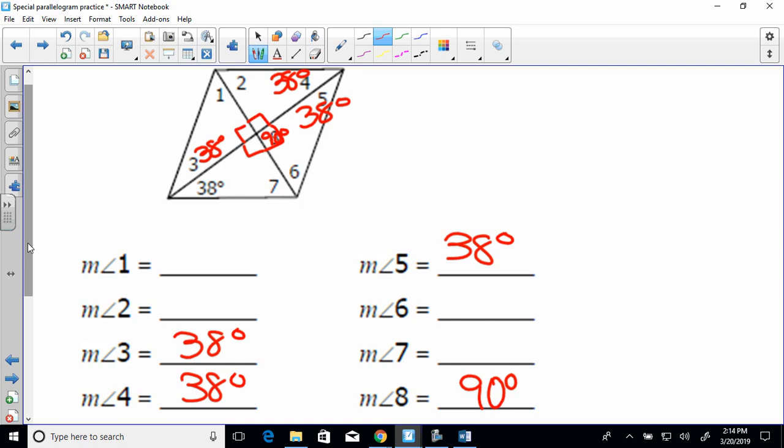So now I'm going to go find 6 because we have 8, 5, and 6 will be the third angle in a triangle. So we're going to subtract those from 180, and I get that angle 6 is 52 degrees. Because angle 6 is 52 degrees, I also know that 7 would also be 52 degrees because the diagonals bisect, so the angles should be congruent. And then I know that 1 and 2 are also 52 degrees because they are alternate interiors.